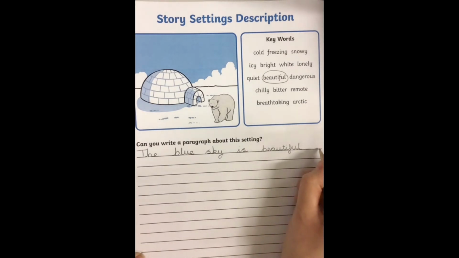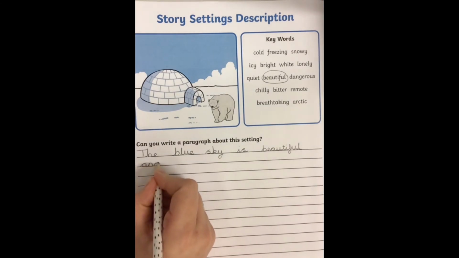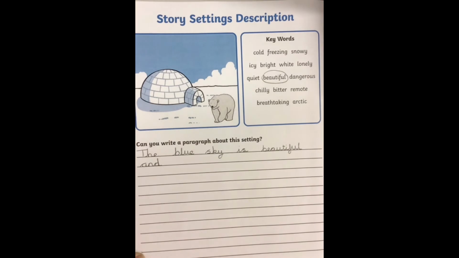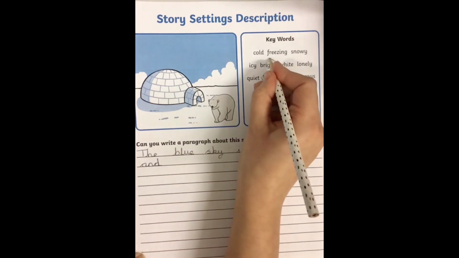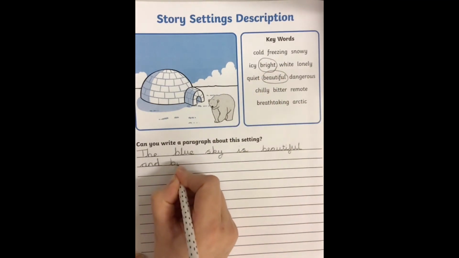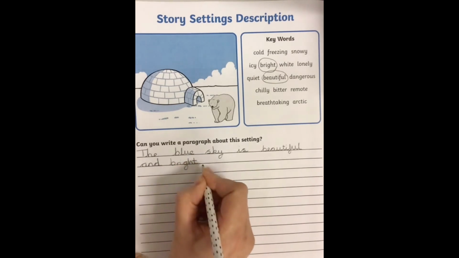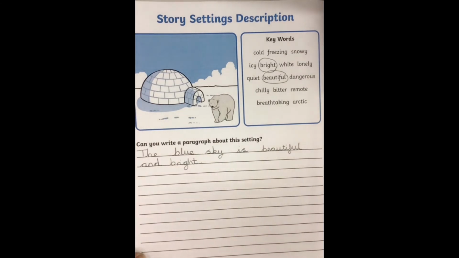Oh, I haven't got enough room to write my next word. I'm going to do it on the line underneath. I'm going to extend my sentences with my conjunction and. The blue sky is beautiful and bright. Yes, it does look really bright. That's the end of my first sentence.